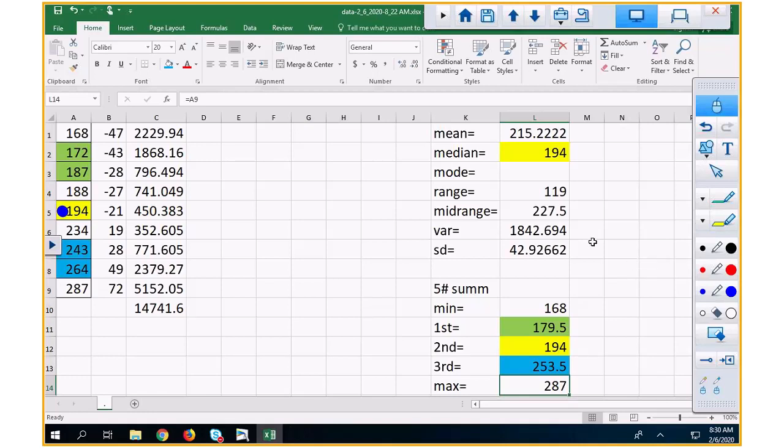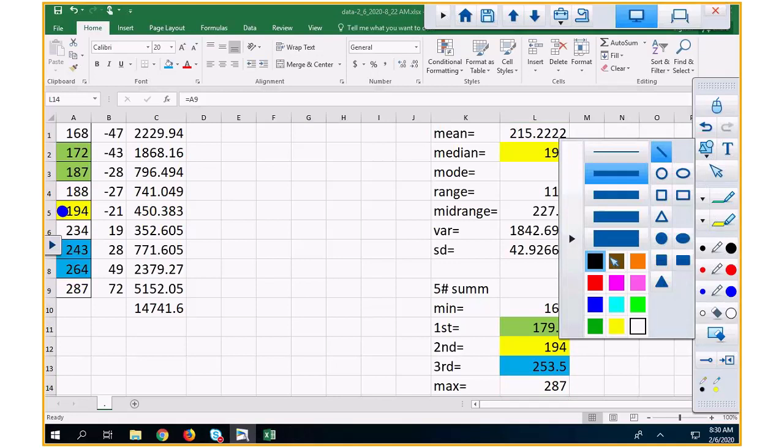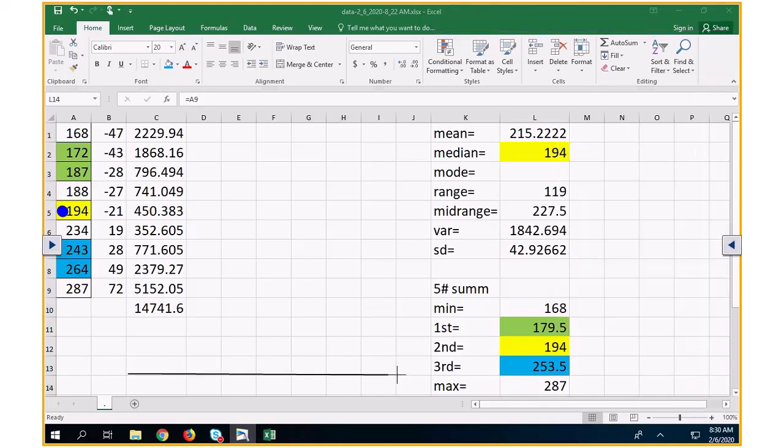So let's go ahead and do our box plot, because if you can do the empirical rule, then you can do the curve. So I'm not really worried about that. There we go. And I'll put a little mark there, and a little mark here.